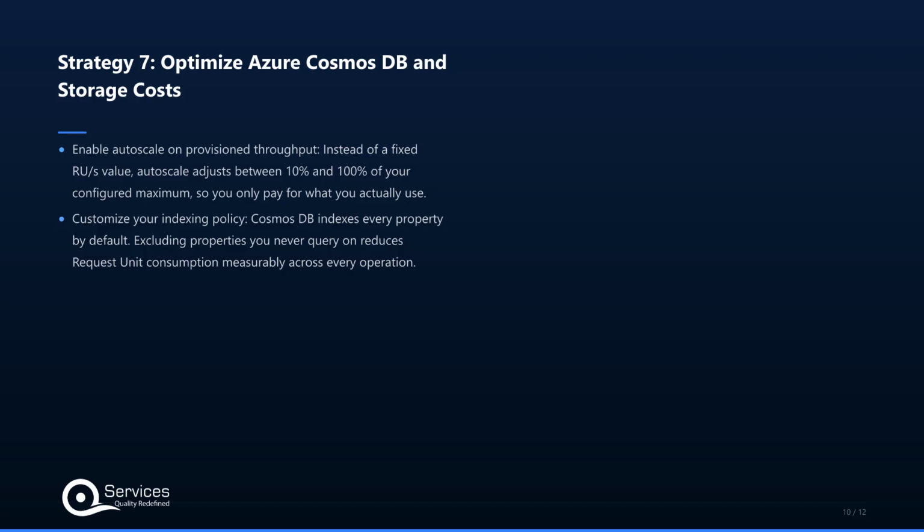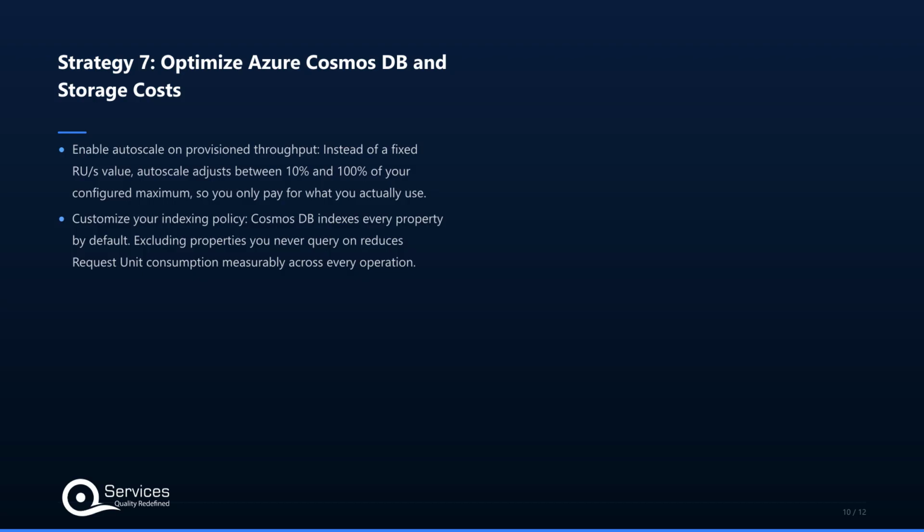Azure Cosmos DB cost reduction tips: use serverless mode for development and low traffic workloads. Cosmos DB serverless charges per request rather than for provisioned throughput, which is significantly cheaper for spiky or low volume traffic patterns. Enable autoscale on provisioned throughput. Instead of a fixed RU/s value, autoscale adjusts between 10% and 100% of your configured maximum, so you only pay for what you actually use. Customize your indexing policy. Cosmos DB indexes every property by default. Excluding properties you never query on reduces request unit consumption measurably across every operation.